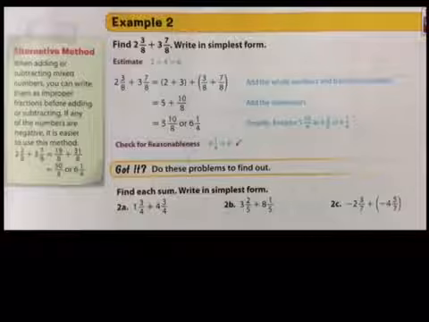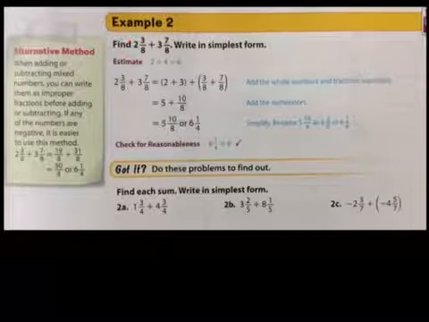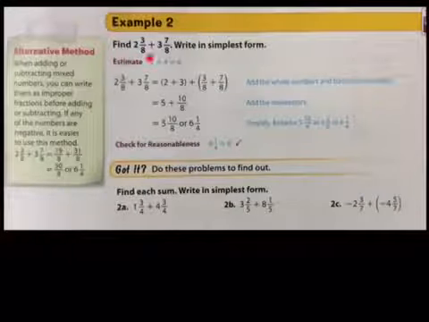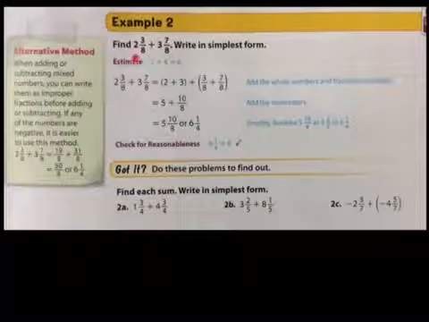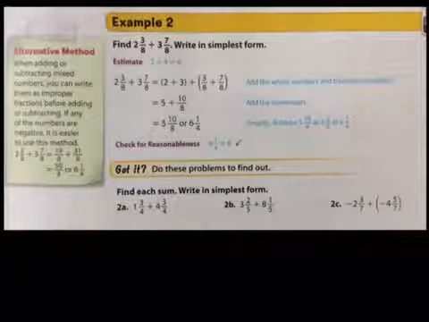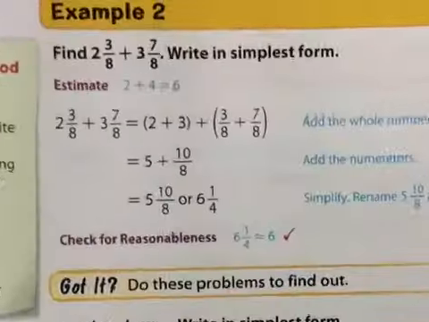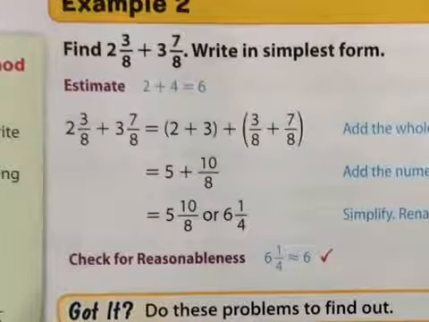Example 2, we're going to now add mixed numbers. For the mixed numbers, these ones, again, we have like denominators. This is rare, but it's nice to have that. And it makes it easier to work. If you didn't have these like denominators or common denominators, you would have to change it to an improper fraction, and then look for a common denominator and work from there.